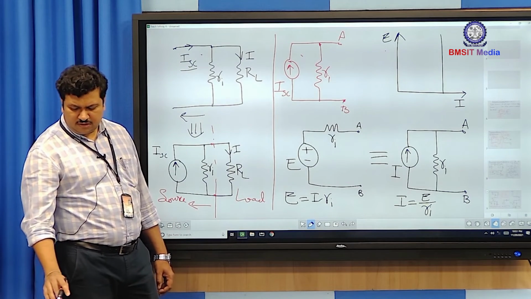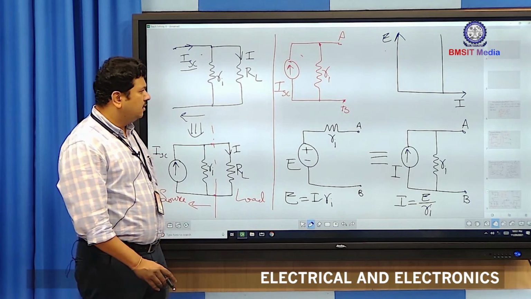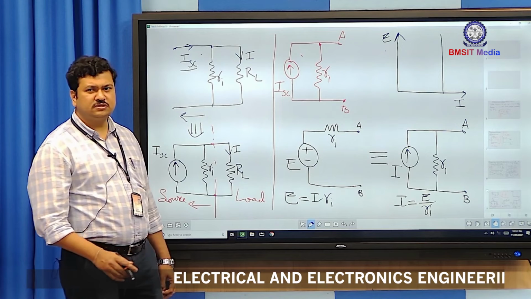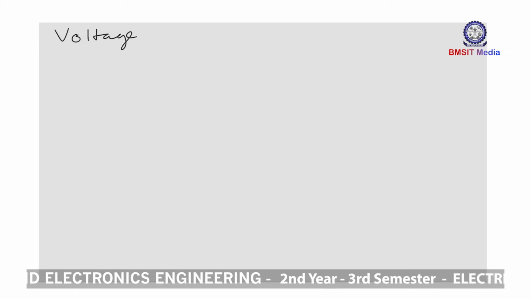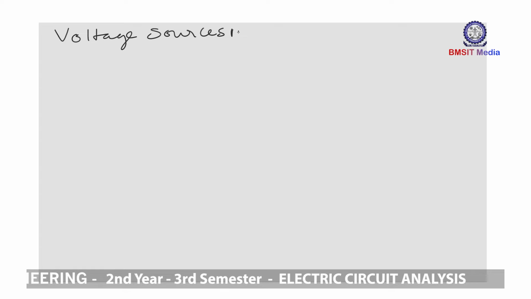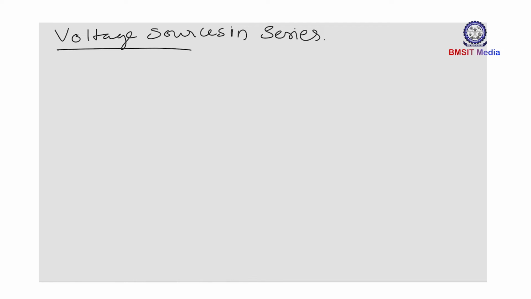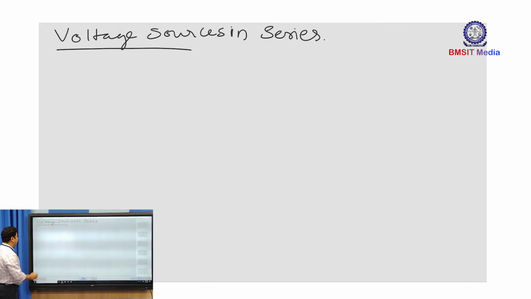Next, what we would like to discuss is what happens when voltage sources fall in series. It is not always that voltage sources are single. There can be a combination of voltage sources that may come in series or in parallel. So, we will see what happens when the voltage sources are in series. Voltage sources in series. Now, let us consider ideal sources first.